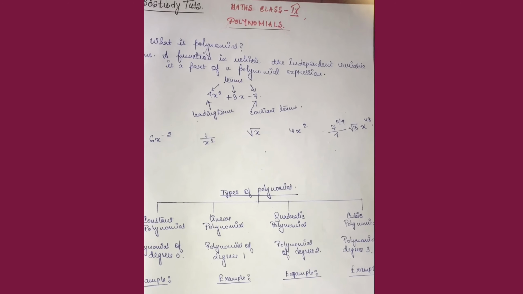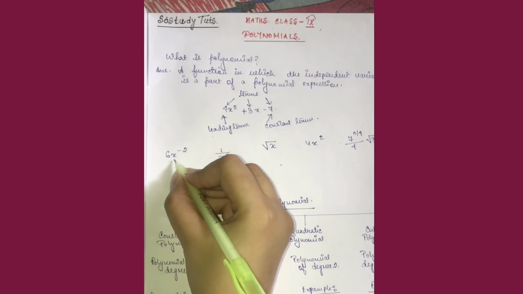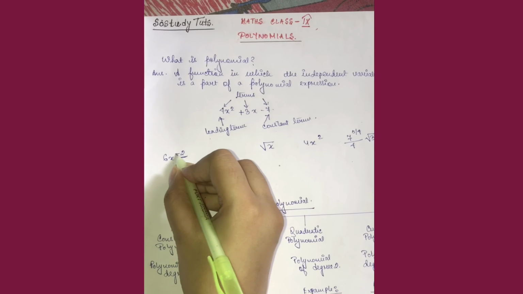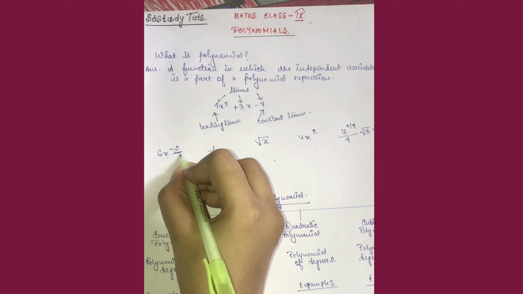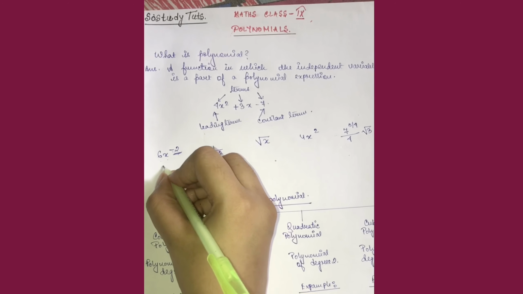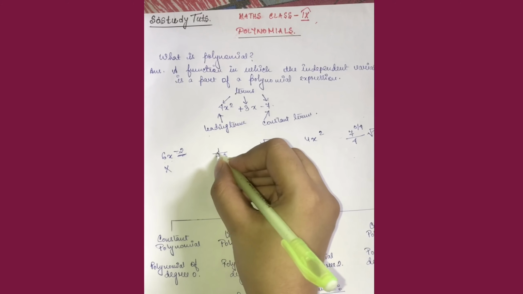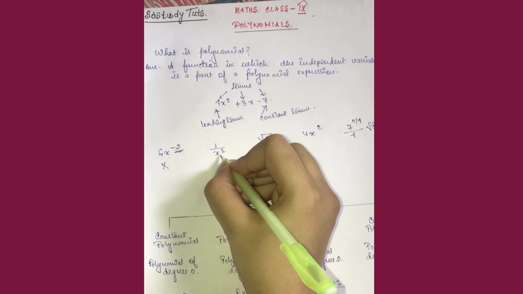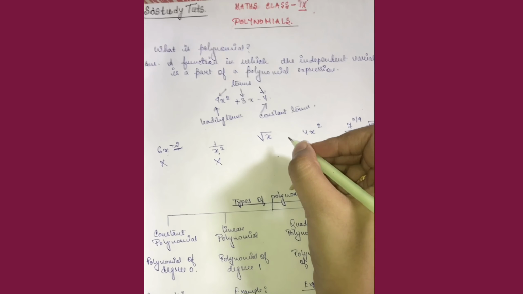Now let's see which of them can be a polynomial and which can't. Suppose here 6x to the power minus 2. Here the power is negative, and a negative exponent is not allowed, so this is not a polynomial. Now 1 by x to the power 2. Here the variable is in the denominator, so it is also not a polynomial.